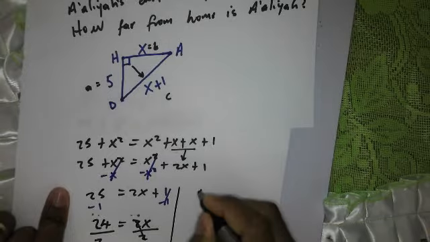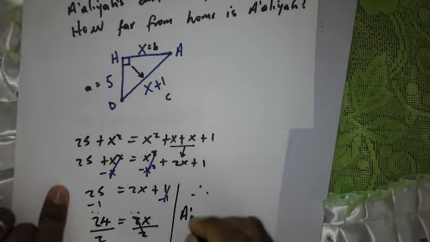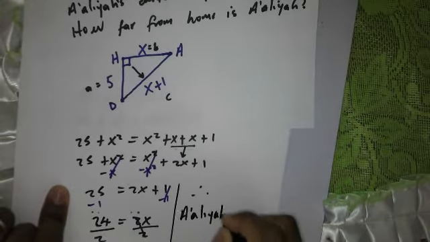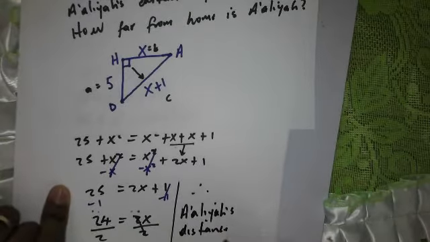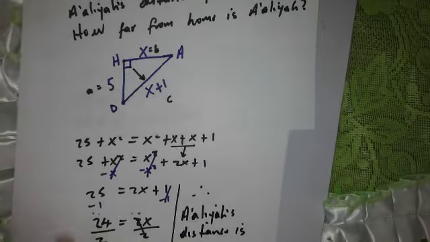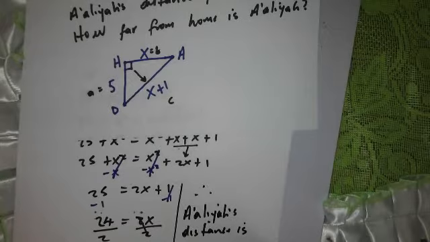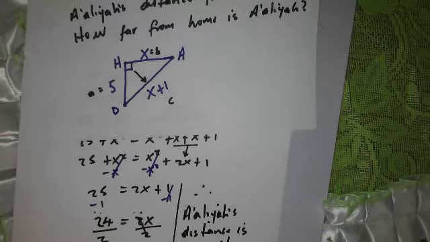So therefore, Alea's distance is 12 miles. So she's 12 miles away from home. Here it is.